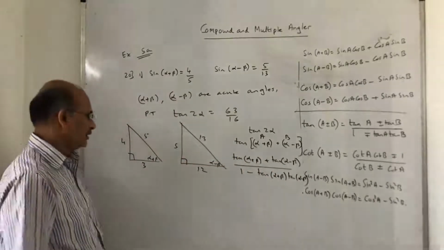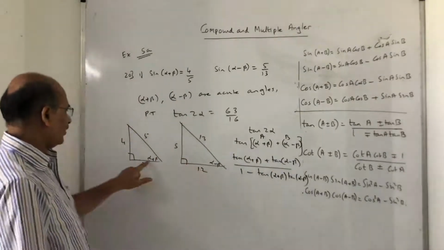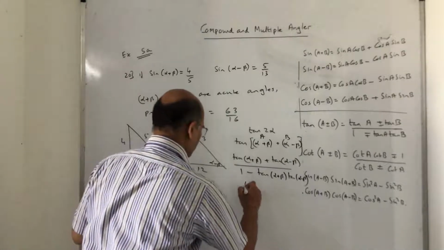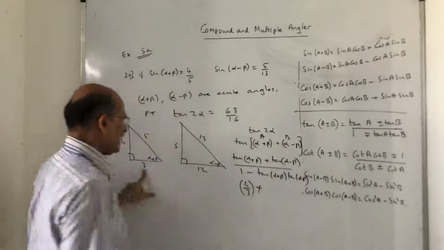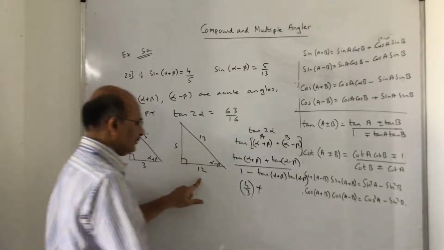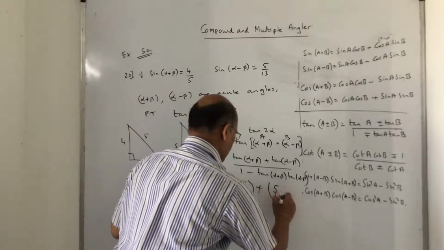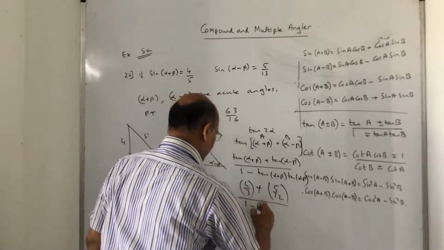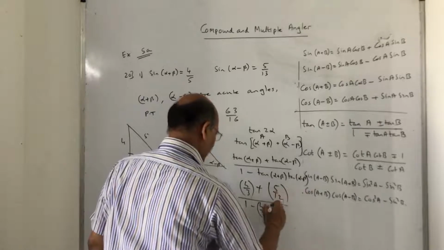Now the work is over. Now tan of alpha plus beta, tan of this is what? Opposite upon adjacent, 4 by 3, plus tan of alpha minus beta, 5 by 12, upon what happens over here? 1 minus 4 by 3 into 5 by 12.